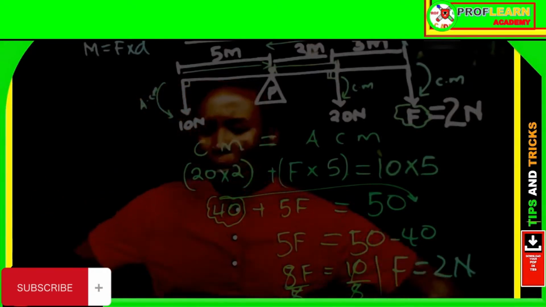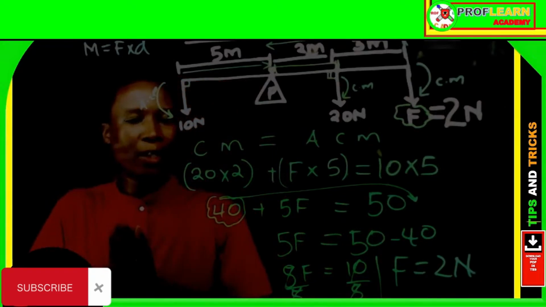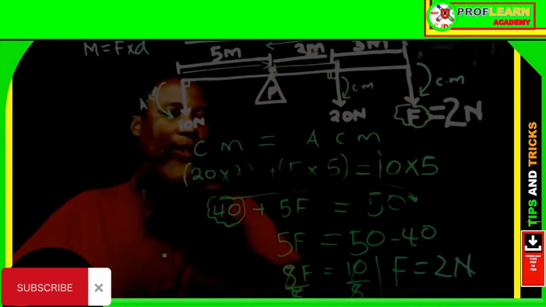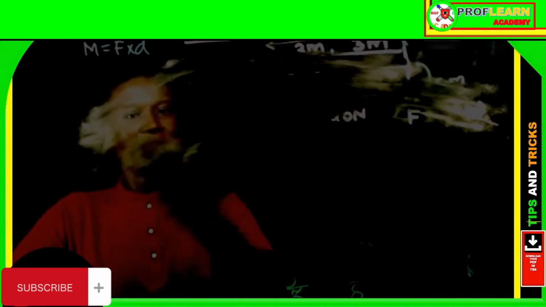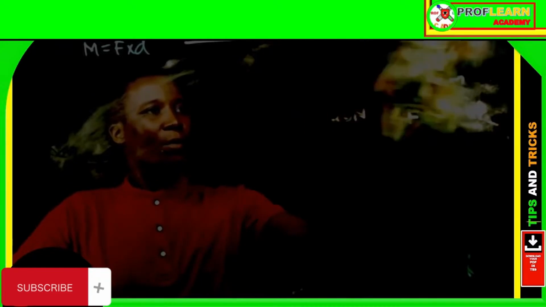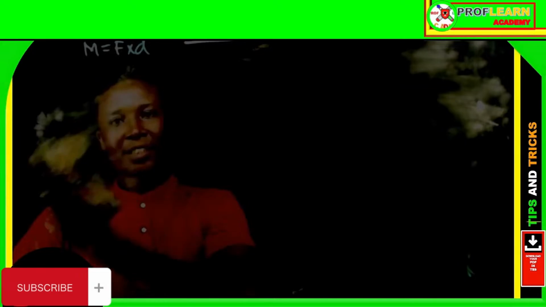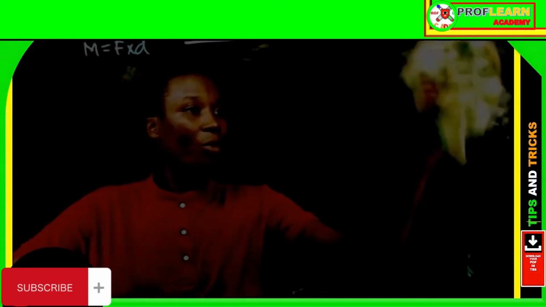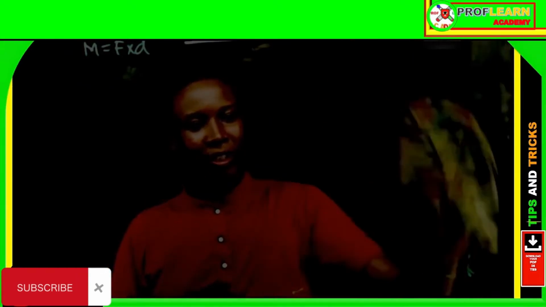Further, you may be given questions and you are expected to work out the weight of a beam. Let us look at that. How to find the weight of a beam using the principle of moments. Very interesting. You need to remember that moment of a force is force times distance. Once you know that, no question in this universe you'll be unable to work out, unless you decide to forget the principles that we've discussed here.